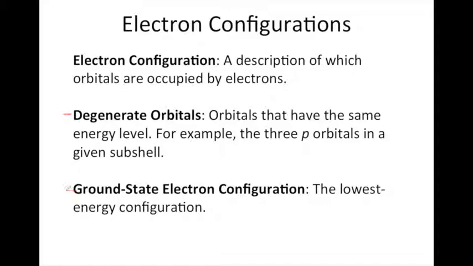And then what we're going to be discussing in this video are what are called ground state electron configurations. That's the lowest energy electron configuration. It's possible for electrons to gain energy and jump up to higher orbitals, and that's called the excited state. We'll look at that later, but right now we want to write the most stable electron configuration possible for an element, and that is what we call the ground state electron configuration.